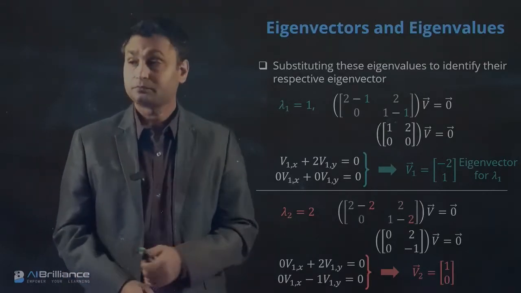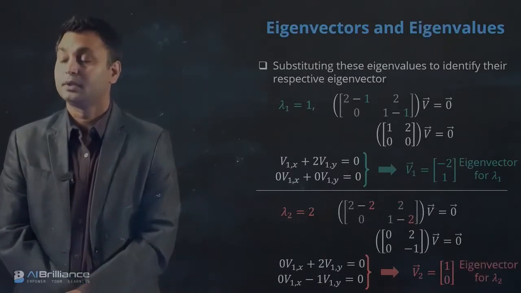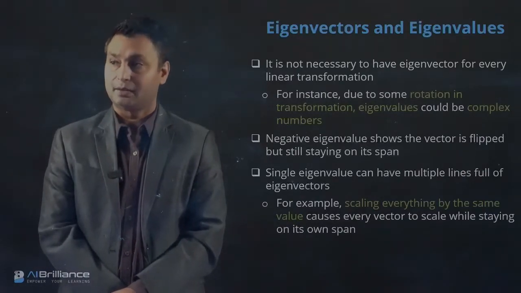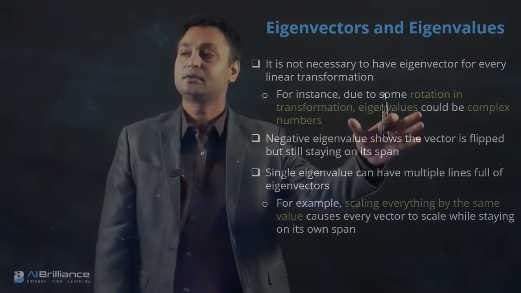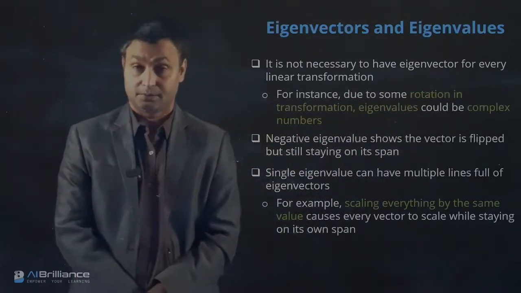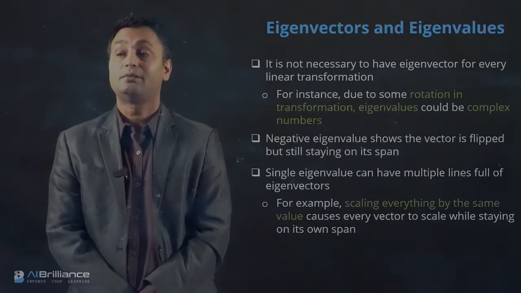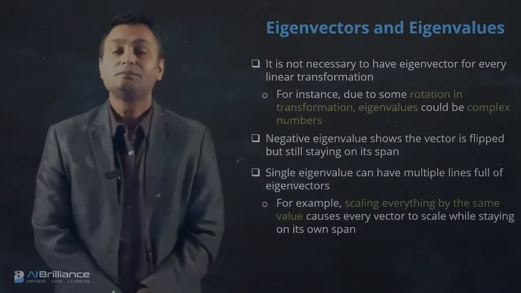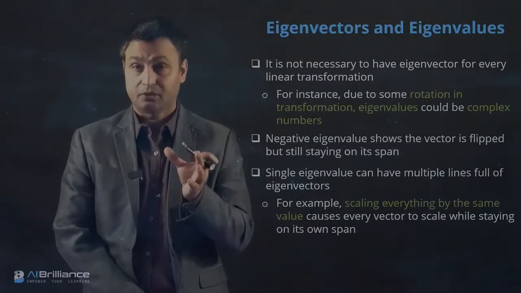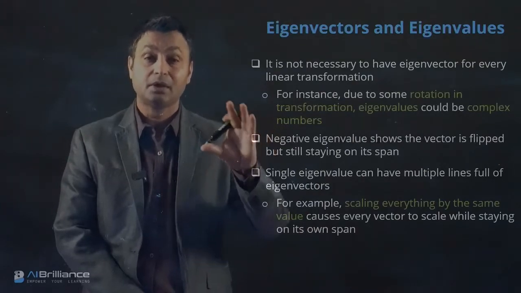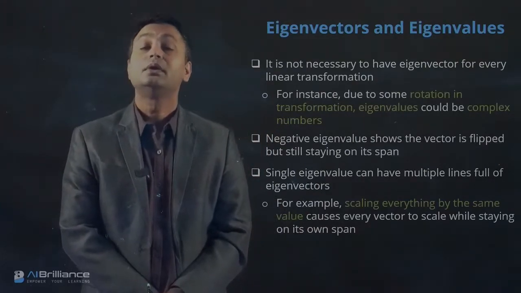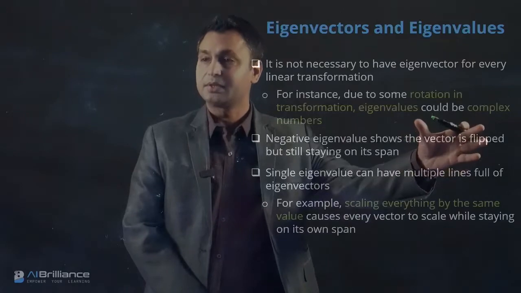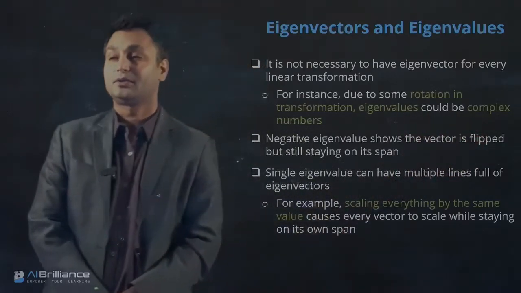that might be there. So let's move on and discuss some other important concepts we need to know with respect to eigenvectors and eigenvalues. The first is that it is not necessary to have eigenvectors for every linear transformation. For instance, in some cases, the transformation matrix will be doing some sort of rotation. So whatever vector you pass in, it will rotate that vector. In those cases, we will never be able to find an eigenvector for that transformation, and typically in those cases, the eigenvalues are complex numbers.